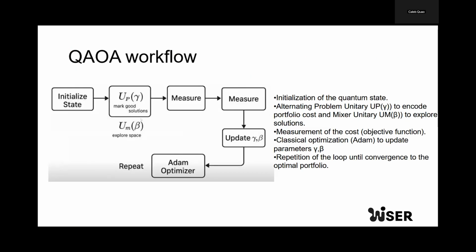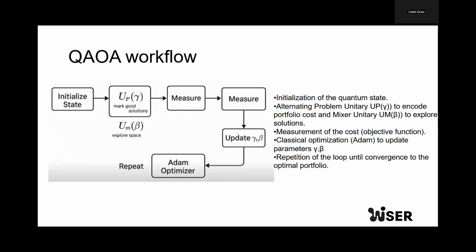So this was our workflow, where we initialize a quantum state, apply the problem unitary to score the portfolios. Then the mixer Hamiltonian was used to explore alternatives. We measured our quantum states to get the candidate portfolios. This was followed by a classical optimizer, the Adam optimizer, which was used to update the gamma and beta variables. We repeat these processes until convergence is attained.